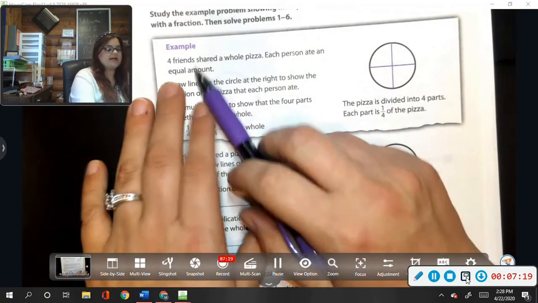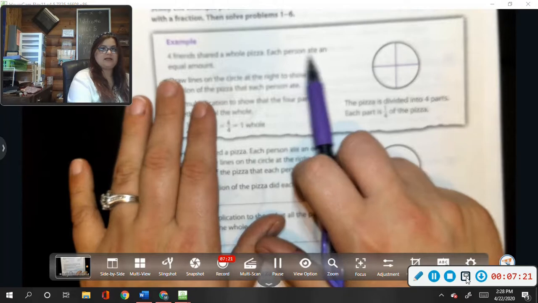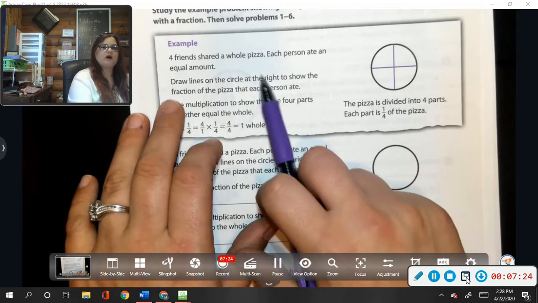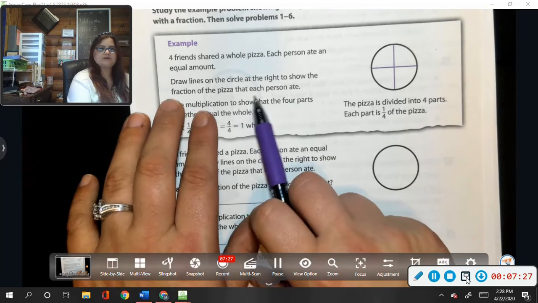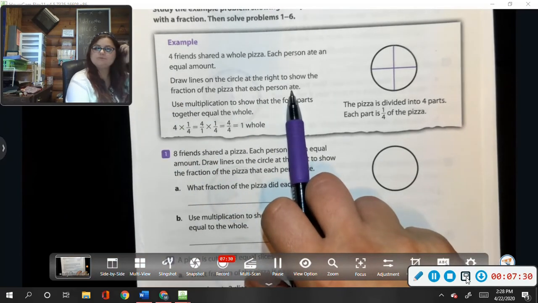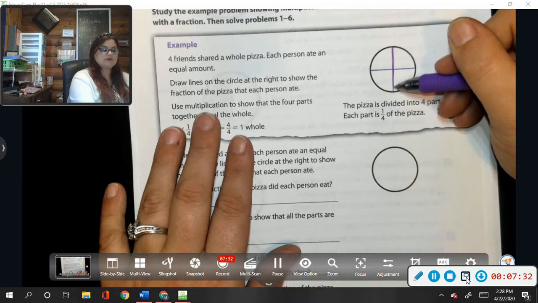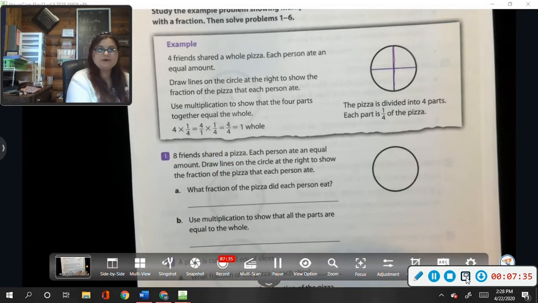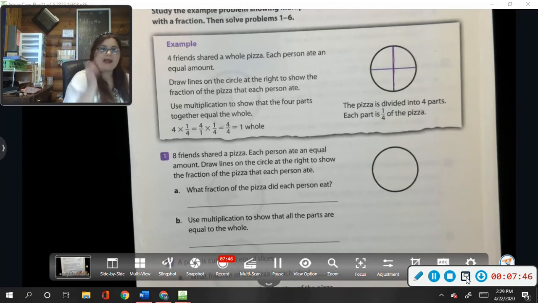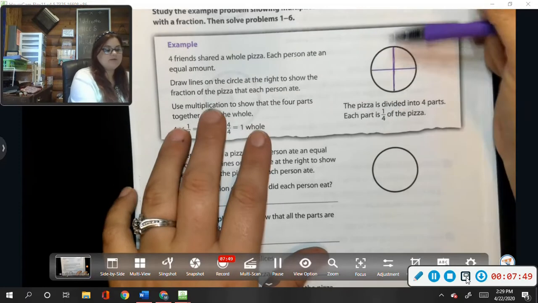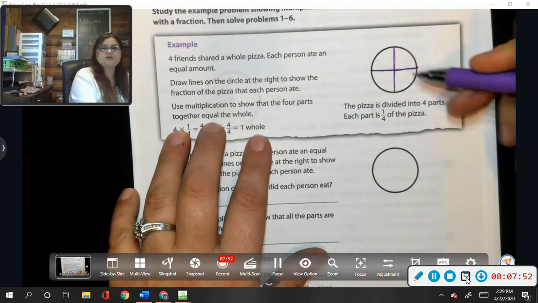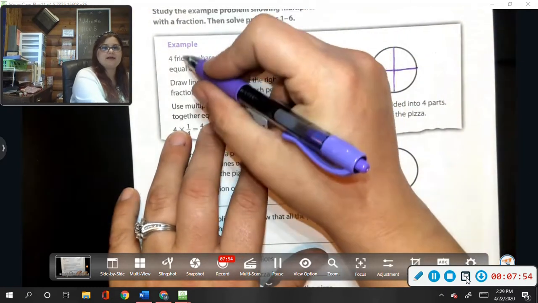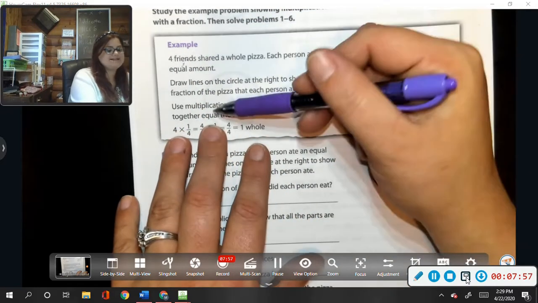Page 303 in the practice book says, 4 friends shared a whole pizza. Each person ate an equal amount. Draw lines on the circle at the right to show the fraction of the pizza that each person ate. And they already did that for us. So not only does Earth rotate at an angle, not only do our clocks form angles, but pizzas form angles too. Angles are everywhere, guys. So they drew lines through the pizza to cut it into fourths because we had 4 friends that were eating it.